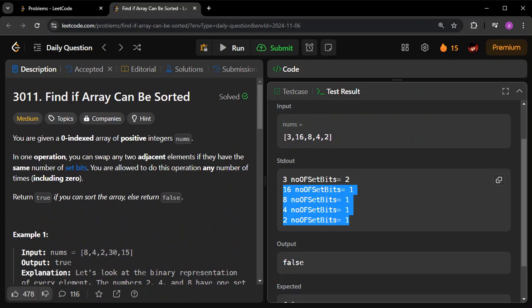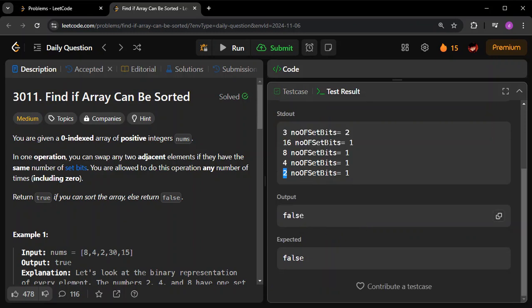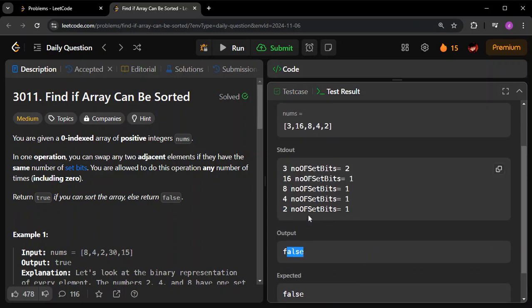Whatever you do, however much swapping you do, 3 will not be swapped with anything else, because here the number of bits is not matching with any other element. So 3 will always remain at the start. So the smallest element should be 3, but we see that 2 is also present. Though 2 should be the first element, we cannot swap 2 with 3. Because of that reason, this particular array cannot be sorted. That is the basic idea.